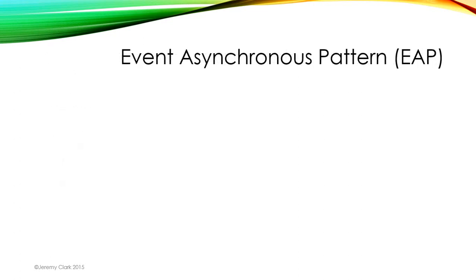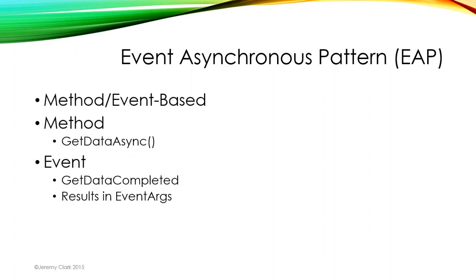But then things got a little bit easier. We had the event asynchronous pattern, or EAP. This was method and event based. And the advantage of this is if you could hook up an event handler, you could use this pattern pretty easily. So generally there's a method such as GetDataAsync that would kick off our asynchronous process. And then we would have an event that we would hook up to when that process was finished. And if we needed any data out of that process, it would come back in the event args from that event handler. Now, this was easy to use, but it was pretty limited in what we could do with it.